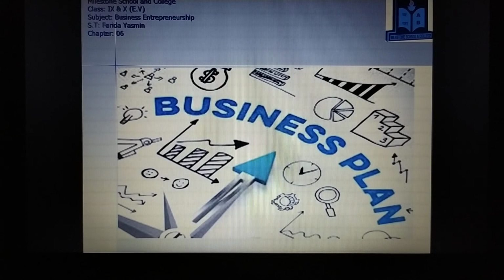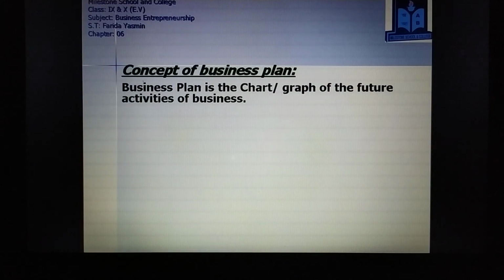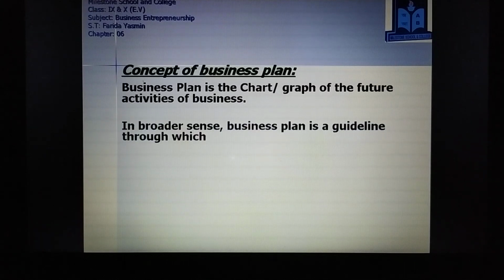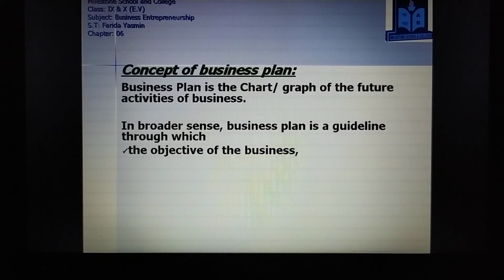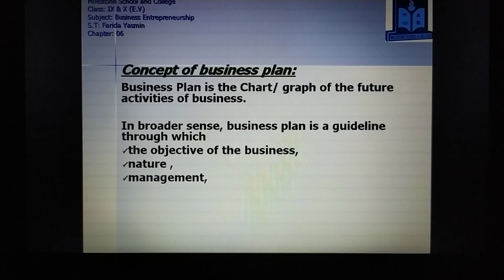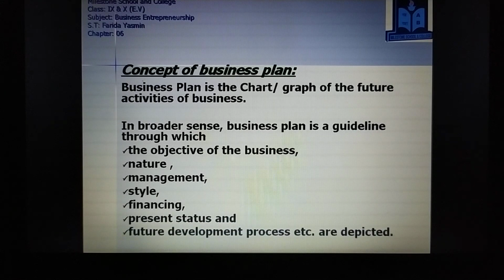Business plan. The main objective of business is to make profit. But if there is planning in running business, success becomes easier and possibility of failure reduces. So the concept of business plan is the chart or graph of the future activities of business. In broader sense, business plan is a guideline through which the objective of the business, nature, management, style, financing, present status, and future development process, etc. are depicted.